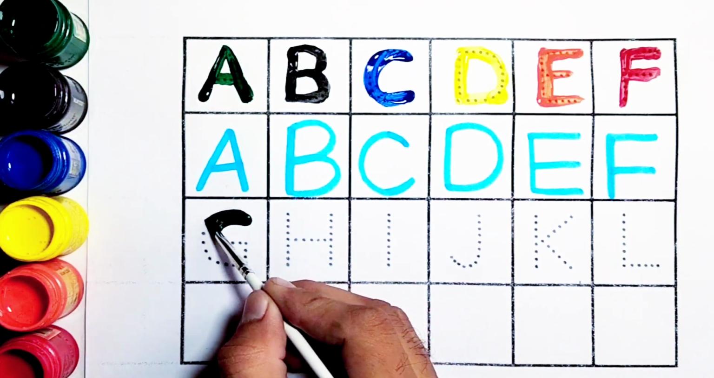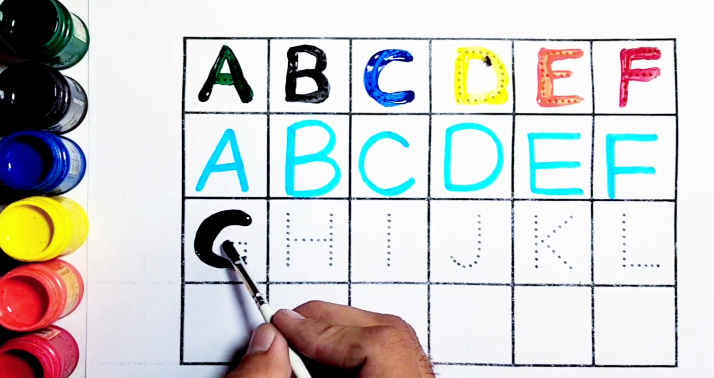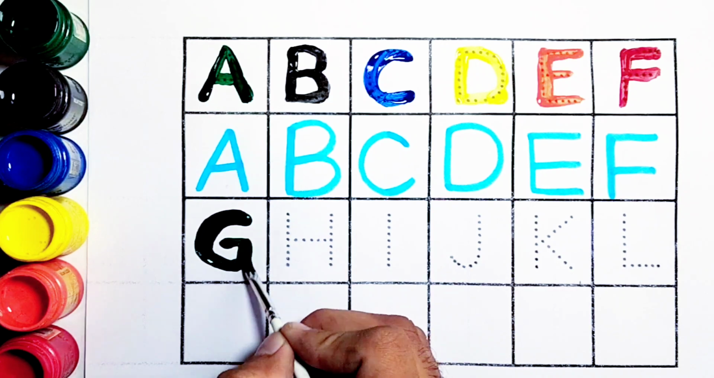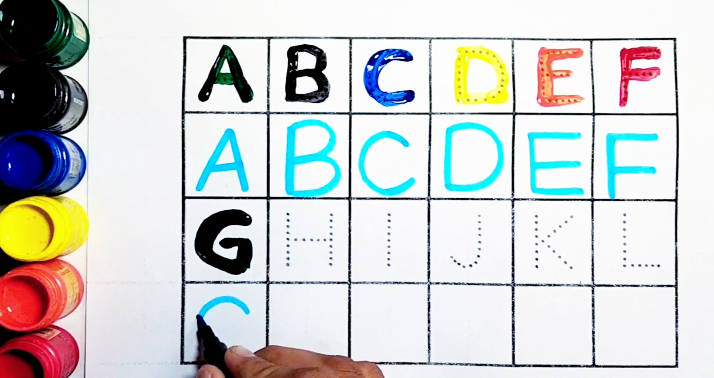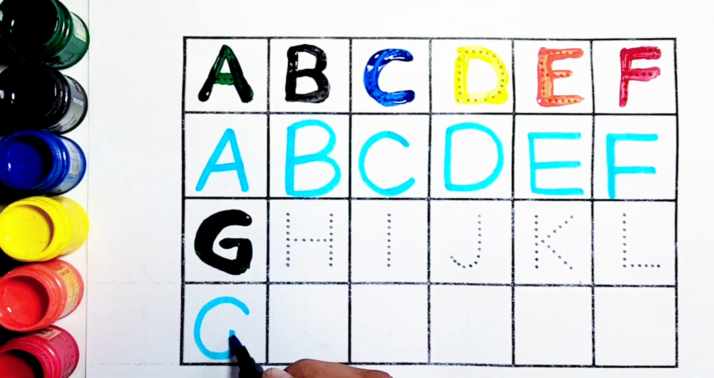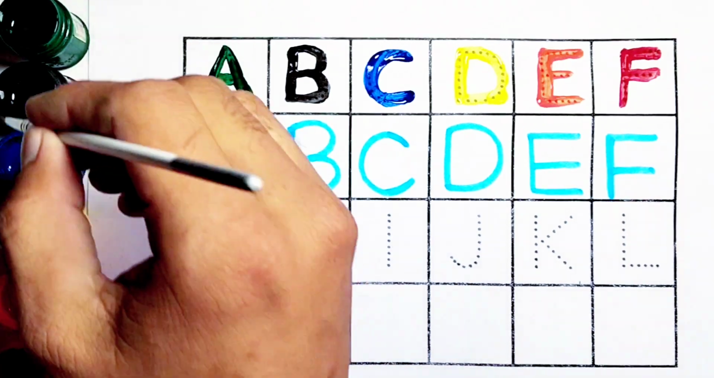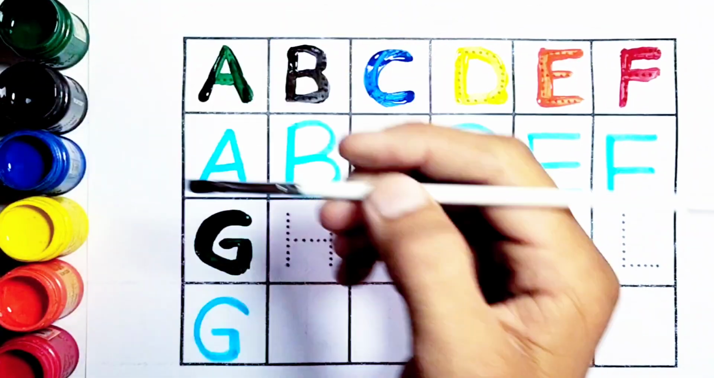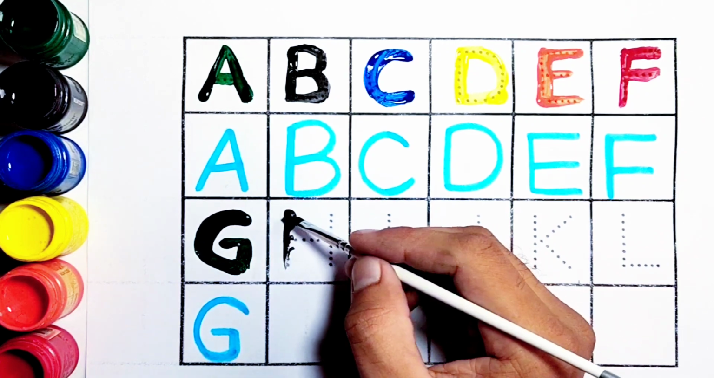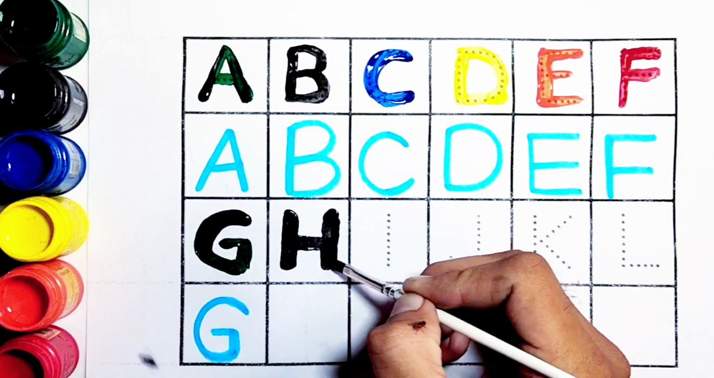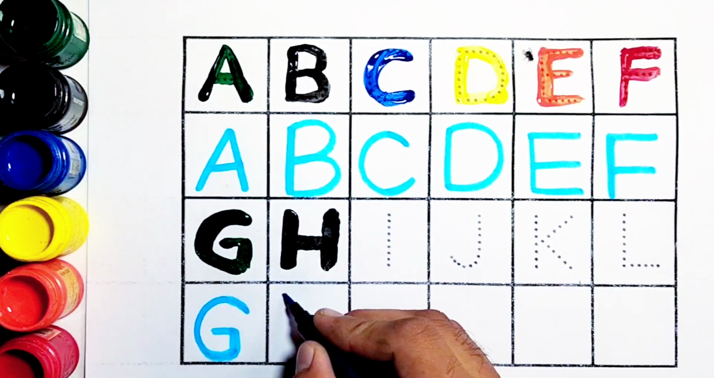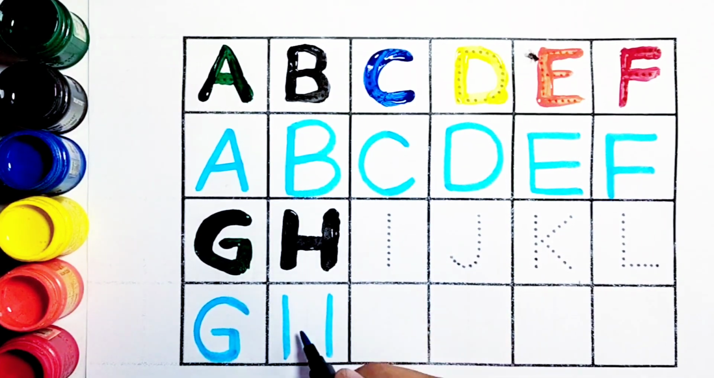ये है G for grapes. ये है हमारा G. ये है G for gift. ये है H for hen. ये है हमारा H. ये है H for hand.